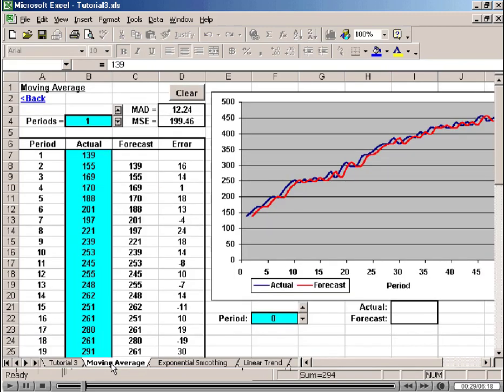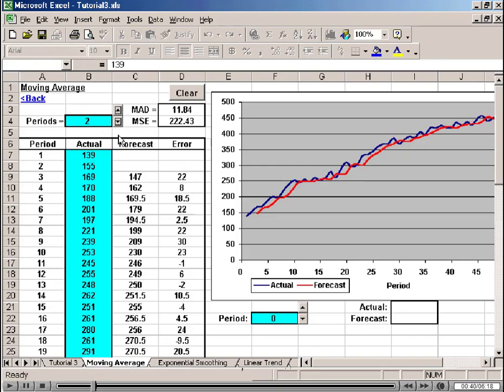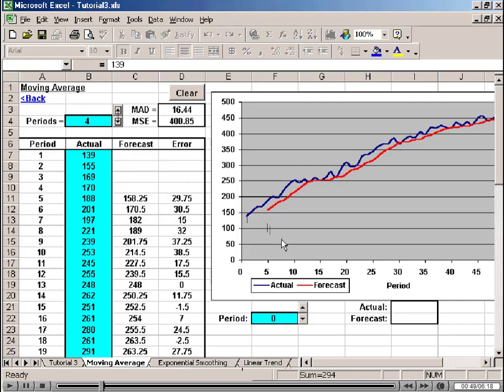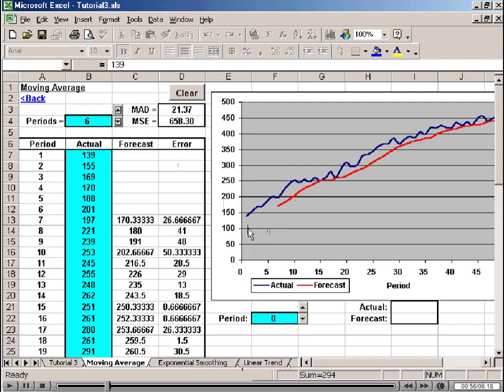Beginning with the moving average method, a moving average with one period is simply the naive forecast. That is, each forecast is equal to the previous period actual data. A two-period moving average yields a forecast which is simply the average of the previous 2 periods, and so forth. Observing the forecast, the red line, you will see that as the number of periods increases, the degree of smoothing exhibited by the forecast also increases.